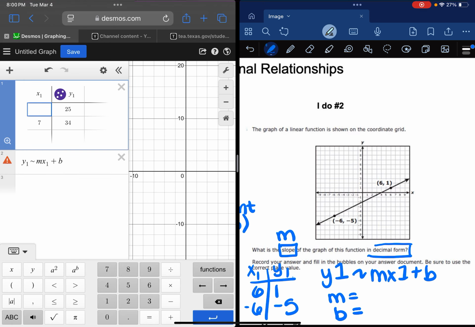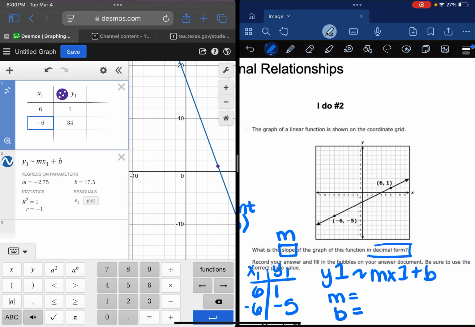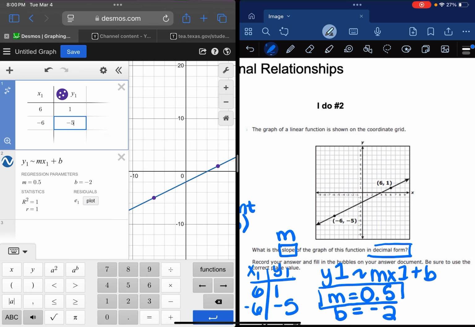So 6, 1, and -6, -5. You see how we get our slope is 0.5 and our y-intercept is -2. But remember, we only want slope here and we want it in a decimal form. It is already a decimal, 0.5. So my answer would be m equals 0.5.